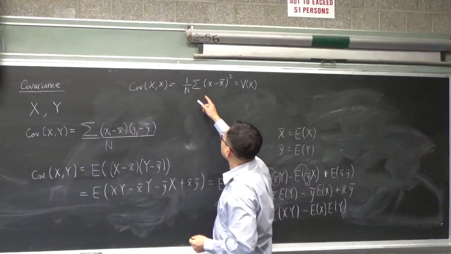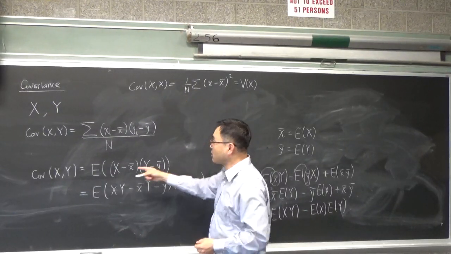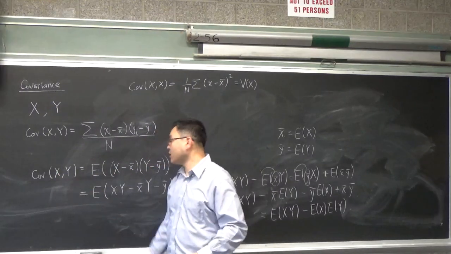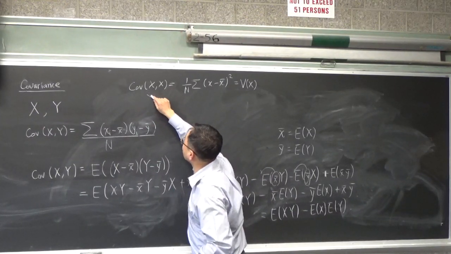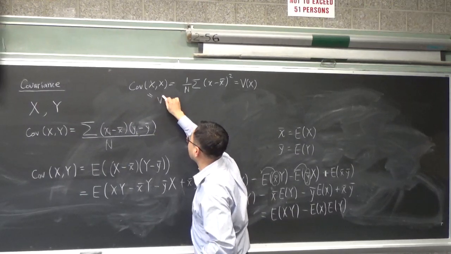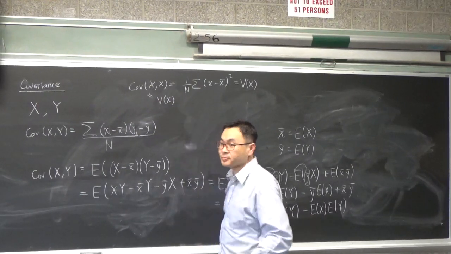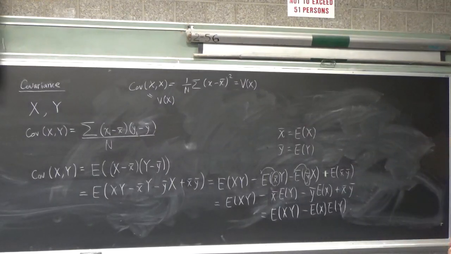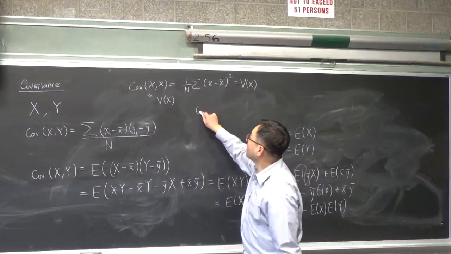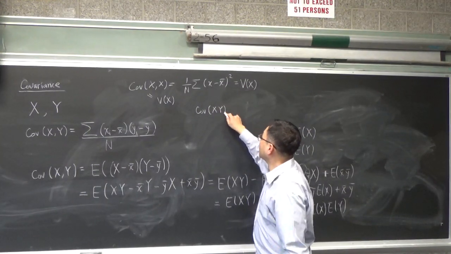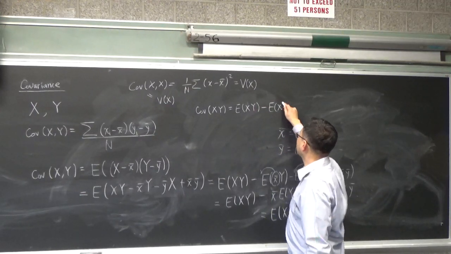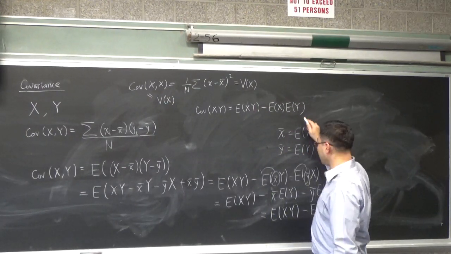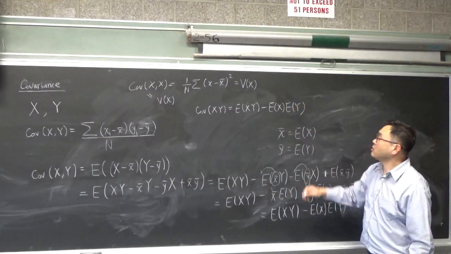And this will be true in general, that covariance of x and x will always be equal to variance of x. And then if you look at this formula, covariance of xy equals E of xy minus E of x, E of y, which we just derived. We just derived it from here, right?